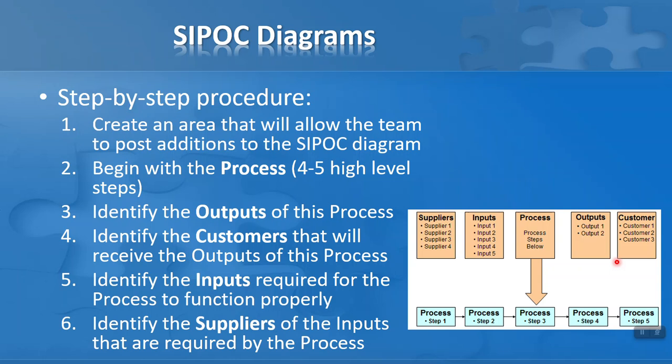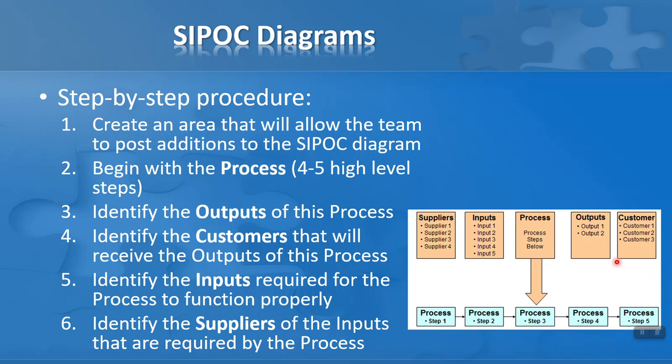We start with the process and we identify 4, 5, or 6 high-level steps. If you have more than that, consider breaking the SIPOC diagram down maybe into 2 or 3. If it gets very, very complicated, if you have more than 6 or 7 steps in your process. So these are high-level steps. And the third step here is to identify the outputs. So we start with the process and then we go to the outputs. It might sound as though you might work from left to right and start with the suppliers, but no, start with the outputs. So list all the outputs to the right of the process box.